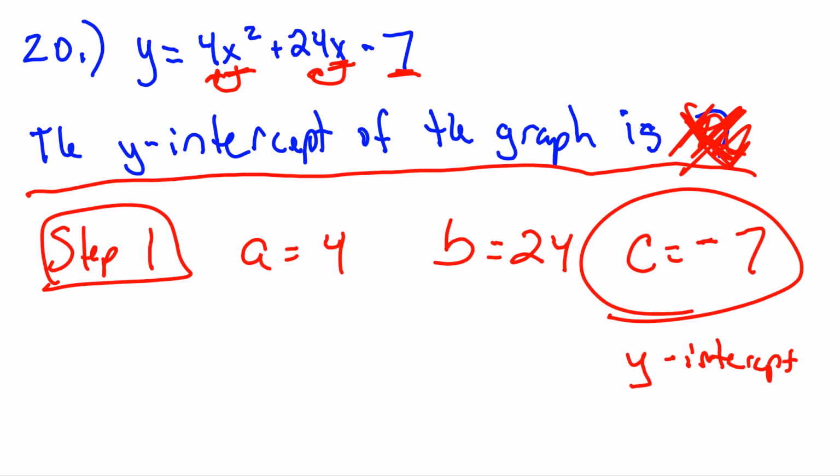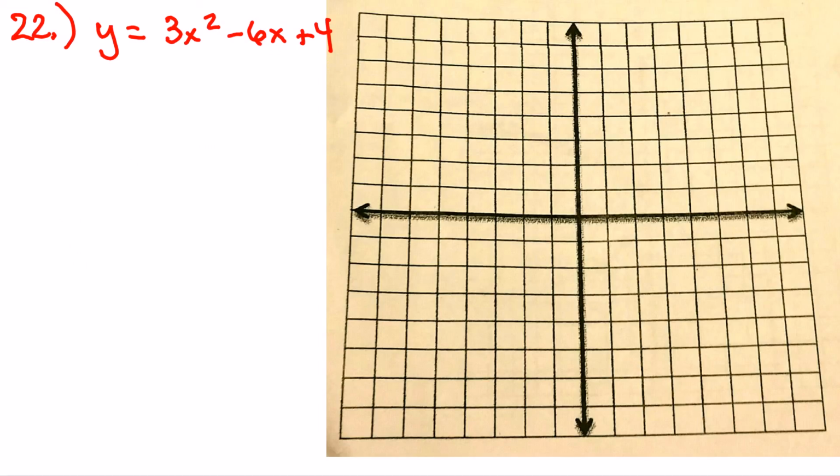So the only mistake they made is it's not positive 7. It's just supposed to be negative 7. That's it. All right, so 22 says we're gonna use those 3 steps now.